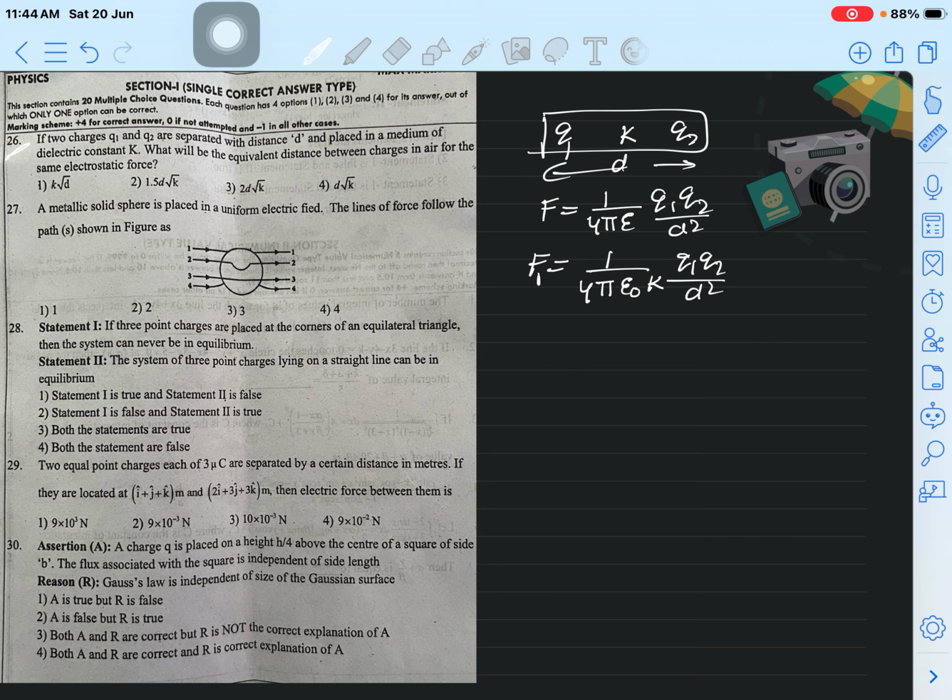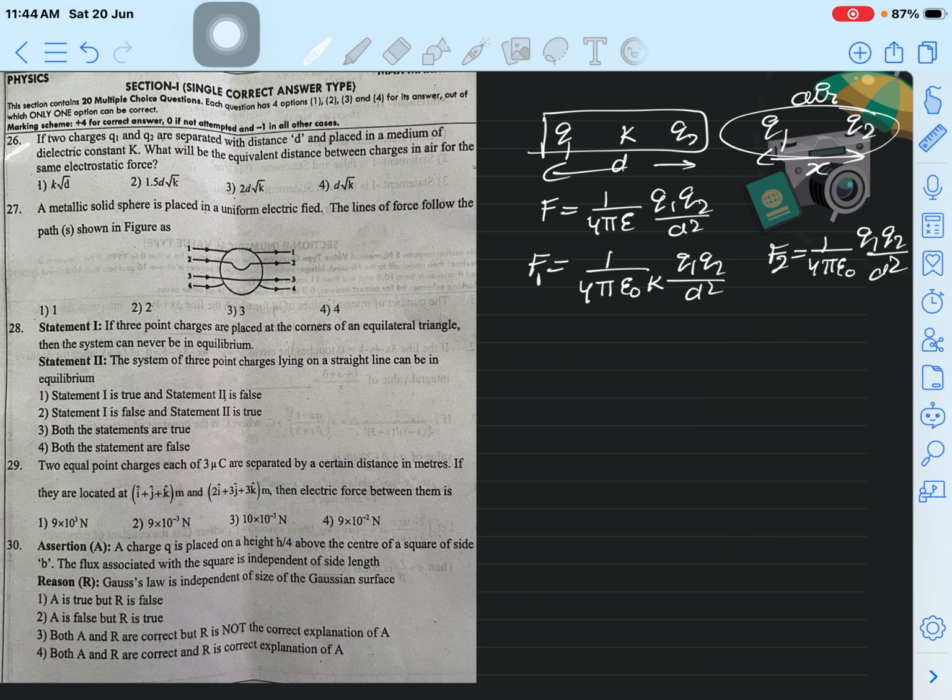Now they are taken into air. When they are in air, the formula is F2, which is 1 by 4 pi epsilon naught, q1 q2 by d square. Now they are asking what is the equivalent distance between these charges when they are taken into air. Here q1 and q2 are there. Now that it is in air, the distance between them changes. Let us imagine the final distance is x.